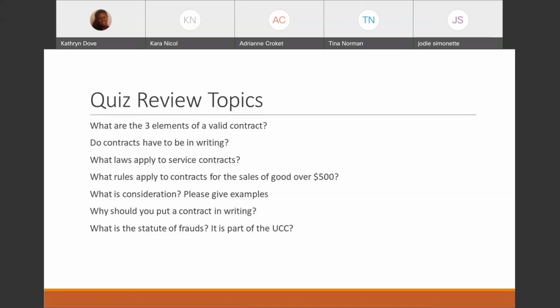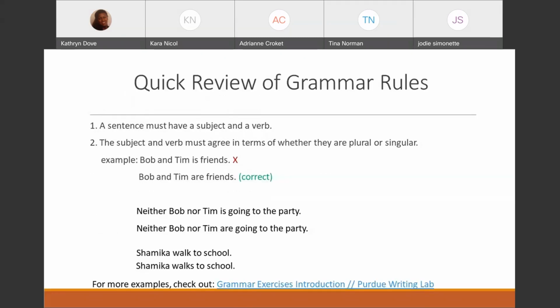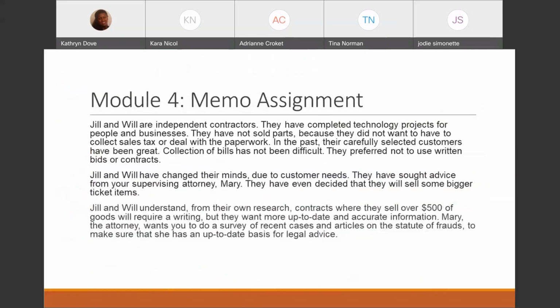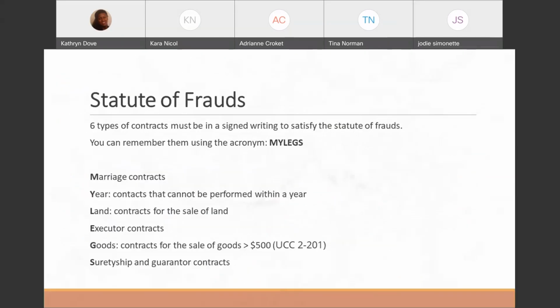Again, if I hire Britney Spears and I tell her, I want you to perform at my birthday party in 2 years, does that have to be in writing, Adrian? Yes, it does. And signed. Okay. Good point. Even though it's not a contract for the sale of goods, it's a contract that can't be performed within a year. So a service contract that cannot be performed within a year must be in writing under the statute of frauds.